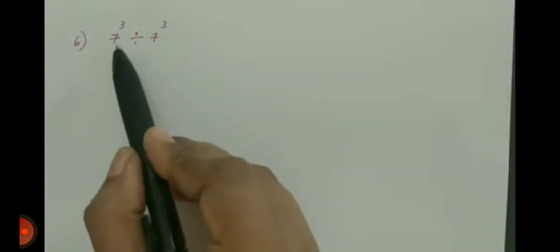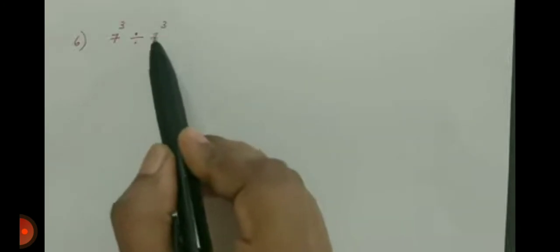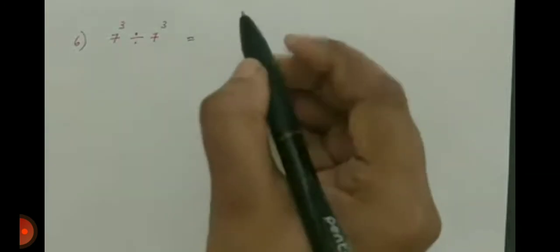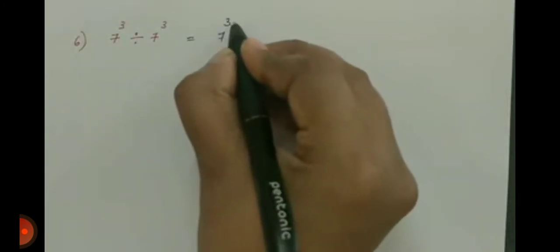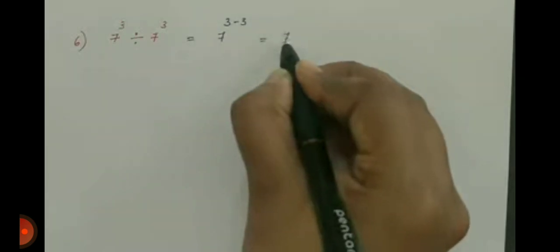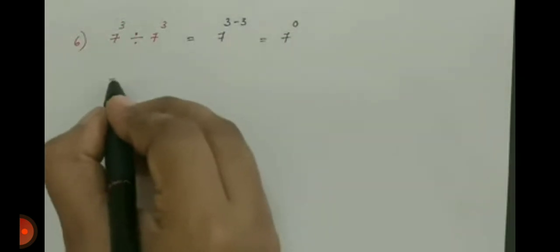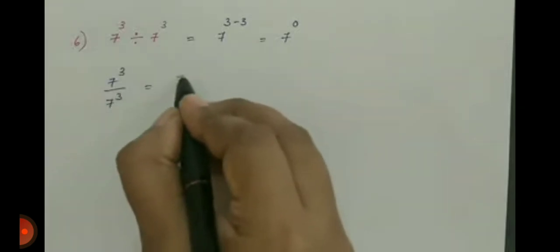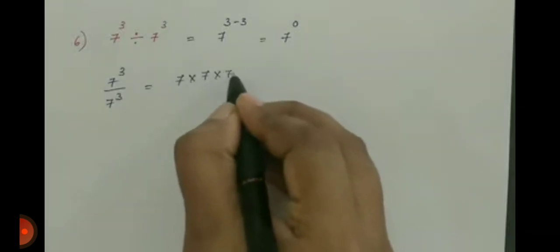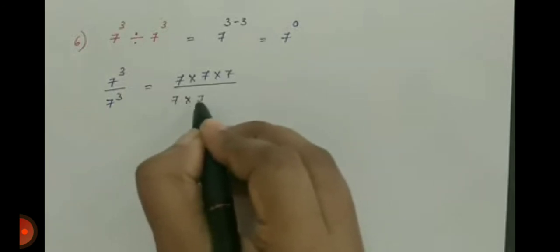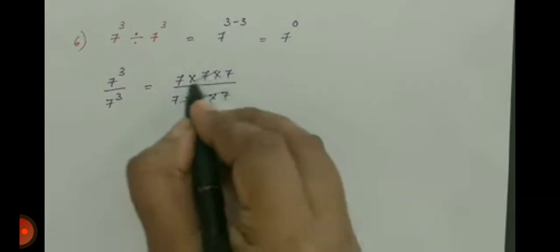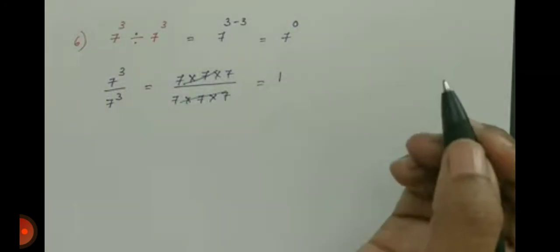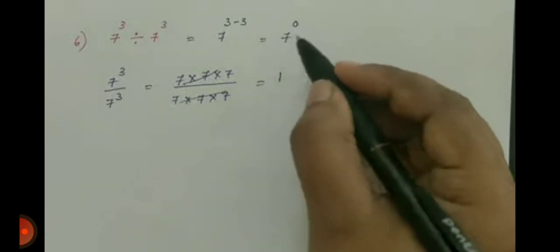Sixth one, 7 cube divided by 7 cube. Using quotient rule, it is equal to 7 to the power 3 minus 3, equal to 7 to the power 0. 7 cube divided by 7 cube is equal to 7 into 7 into 7 divided by 7 into 7 into 7. By cancelling, it is equal to 1. Therefore, 7 to the power 0 equal to 1.